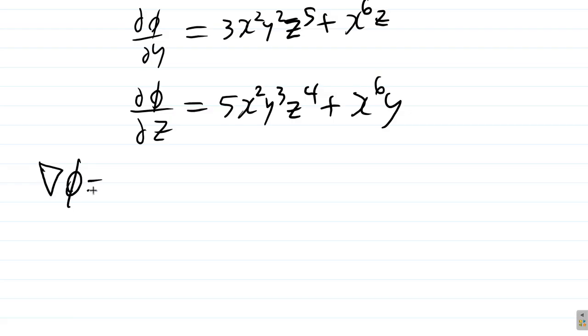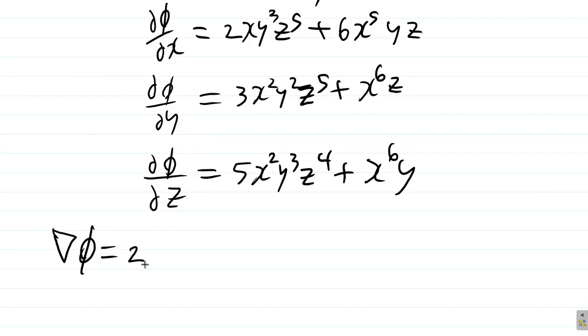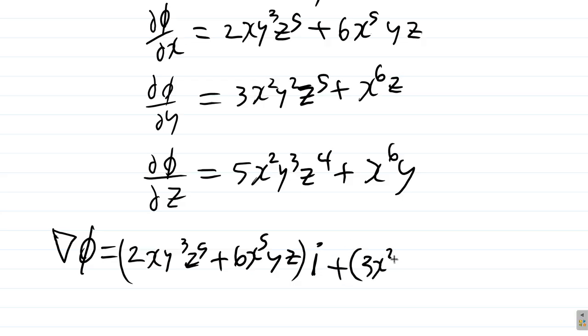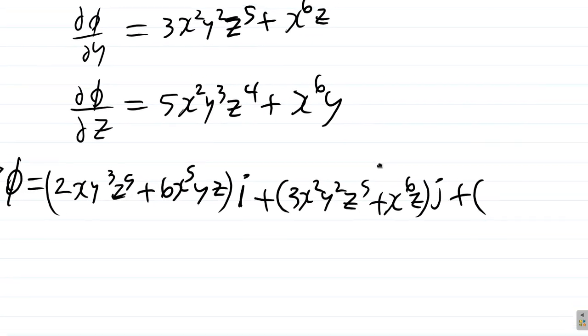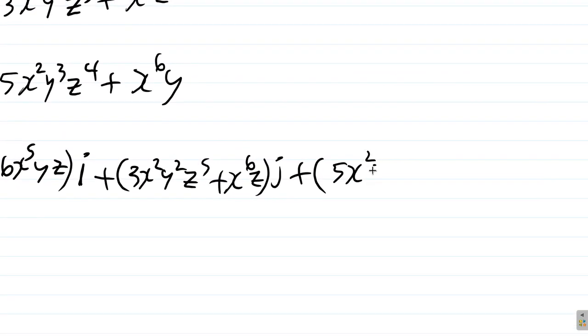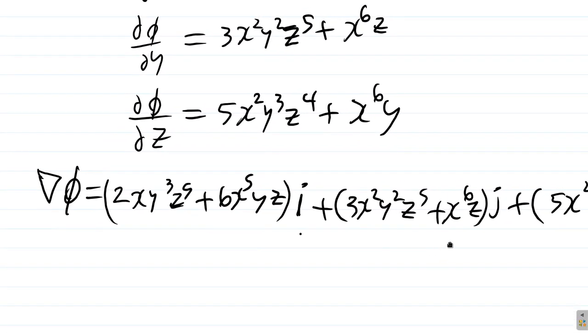So now grad phi is going to be the partial phi by partial x i, which is 2x y cubed z to the 5 plus 6x to the 5 yz, i, plus 3x squared y squared z to the 5 plus x to the 6 z, j, plus, and then the last part here, let's erase this from the previous work, is 5x squared y cubed z to the 4th plus x to the 6 y, k. Alright, now that is the grad of phi for part B.